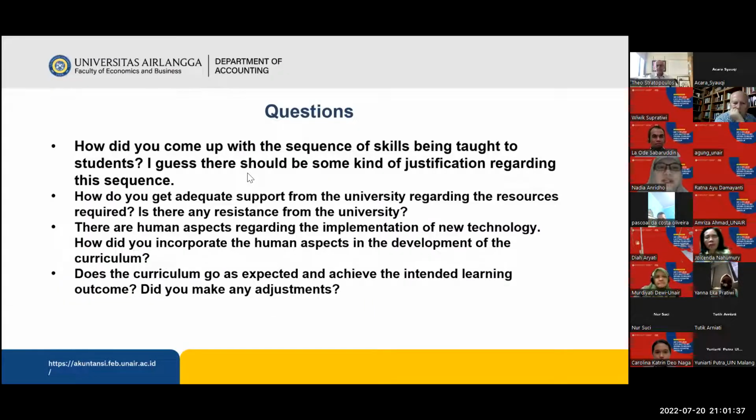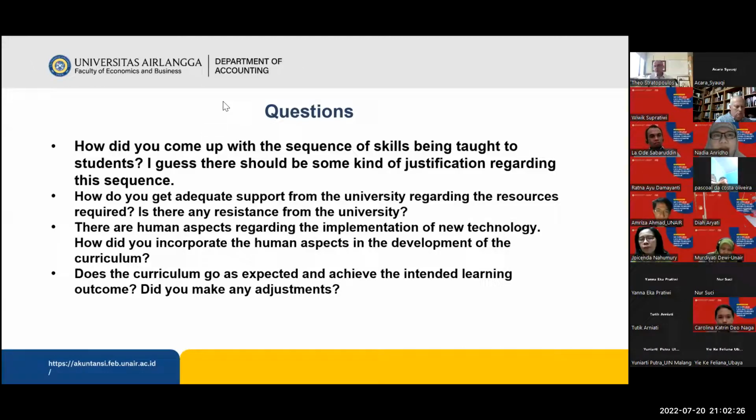Okay, the first question is: how did you come up with the sequence of skills being taught to students? I guess there should be some kind of justification regarding the sequence. Yes, it's a very good question. And the answer is based on the setup that we have for the course that we teach in the first year. If you remember, the sequence of the courses that I'm teaching in the fall starts with something simple. From a skills standpoint, we start with spreadsheets because it is simple. Everybody can use Excel. And once we have introduced Excel, then we can transition to R, and we transition to R because of necessity.